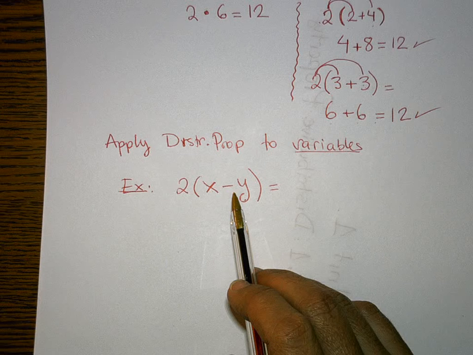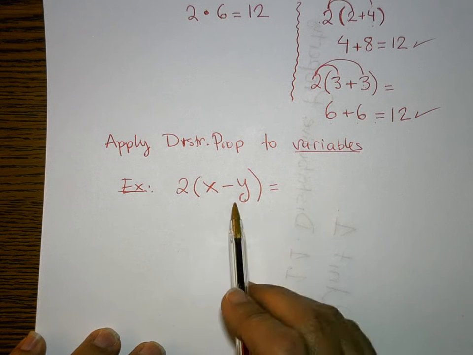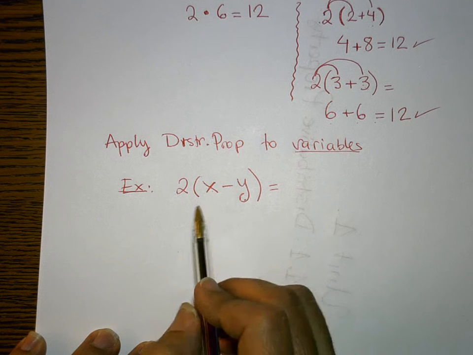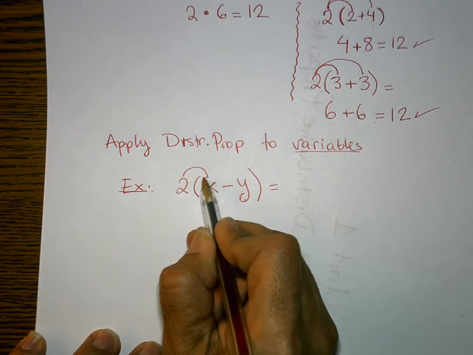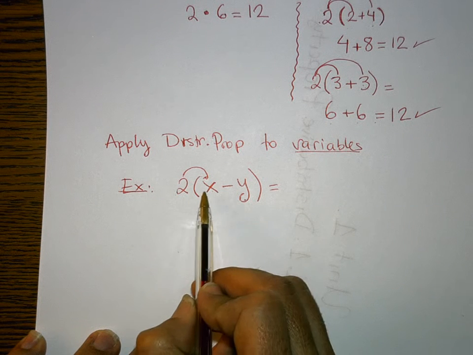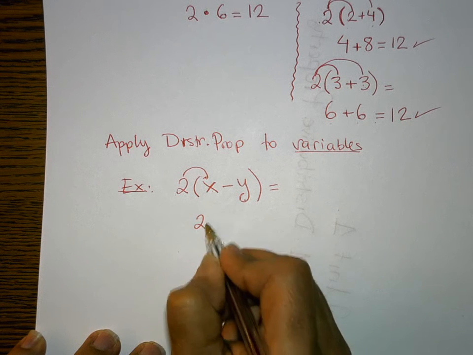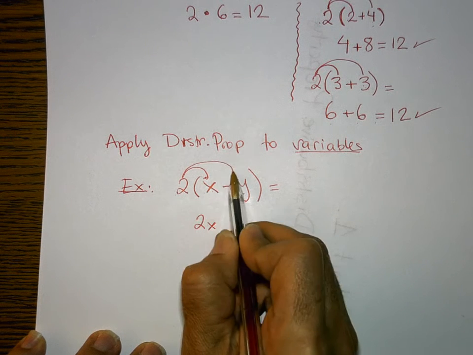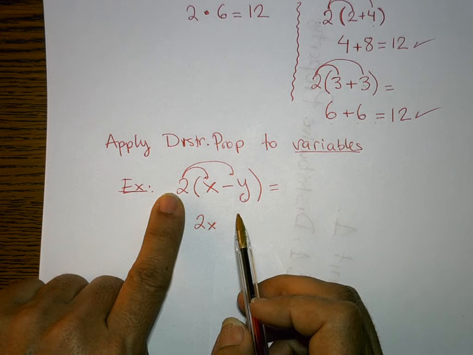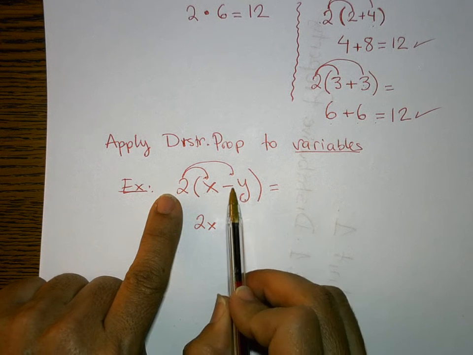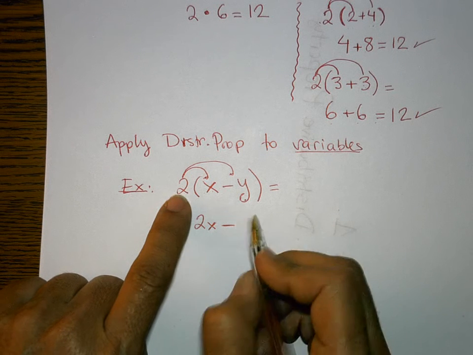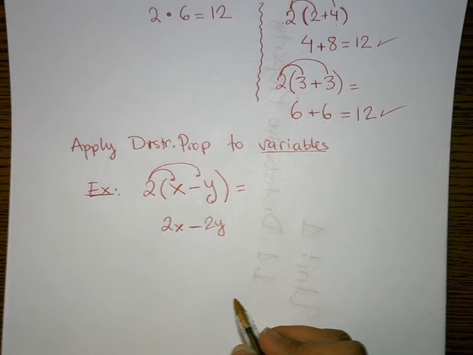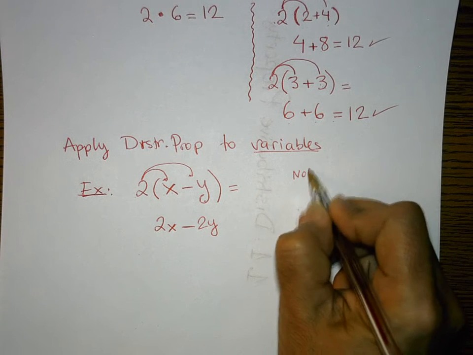As long as I use the distributive property correctly, I should be able to simplify this and rewrite it in a different way. So using the distributive property, I'll multiply 2 times x first. Positive 2 with a positive x will give me 2x. Now I just need to finish it: 2 times a negative y. So positive 2 times a negative. Positive times negative is negative 2y.